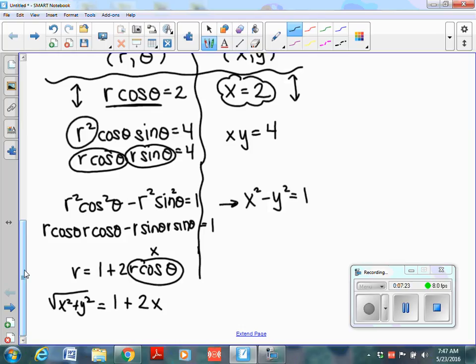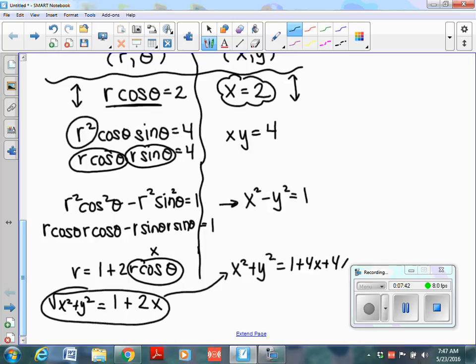And then all I'm going to do is square both sides. It's really supposed to be over here, sorry. So then I'm going to square both sides, which is x squared plus y squared. And 1 plus 2x times 1 plus 2x, if I square that, is 1 plus 4x plus 4x squared. And then I'm just going to bring everything over to one side. 0 equals 1 plus 4x plus 3x squared minus y squared.